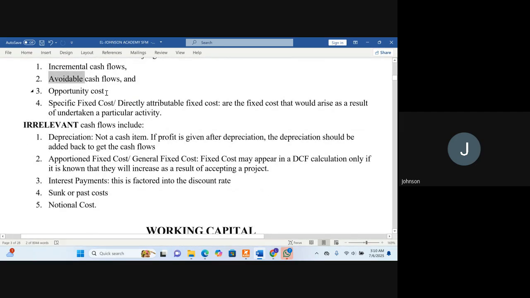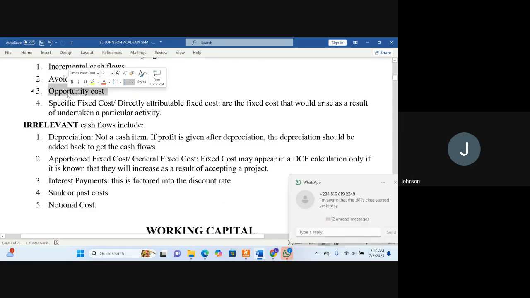The next one is opportunity cost. Opportunity cost is a benefit forgone. Okay, let's say, I gave an example yesterday also, if you have a car that you are using for Uber. Let's say in a day you earn nothing less than 50,000 from that Uber, because I know it should be more than that. People make more than that from Uber. So let's say in a day you earn 50,000 from Uber.